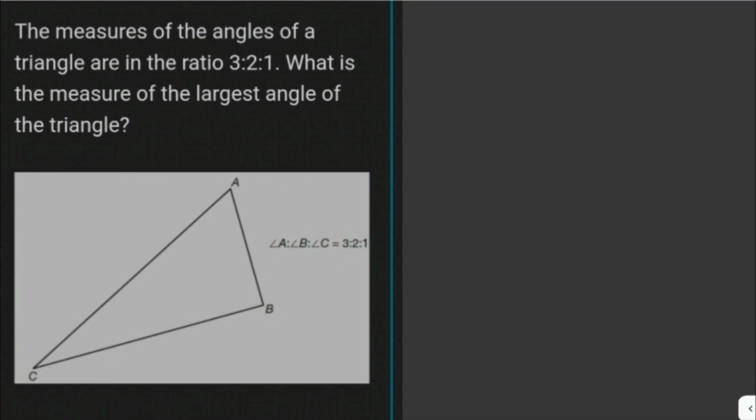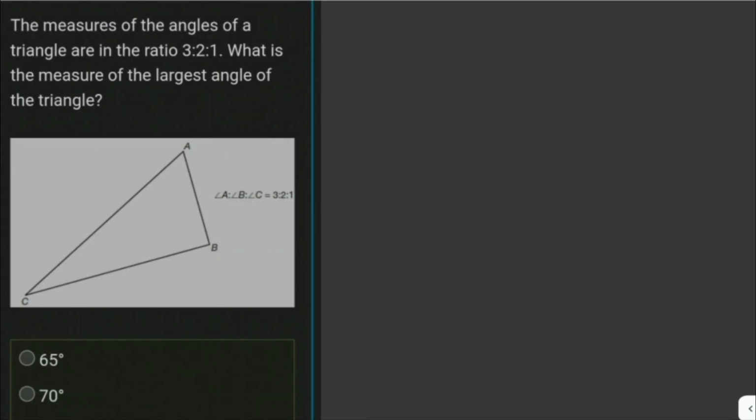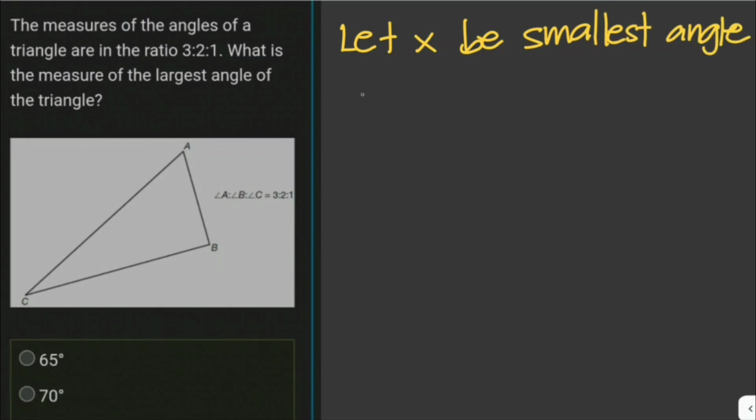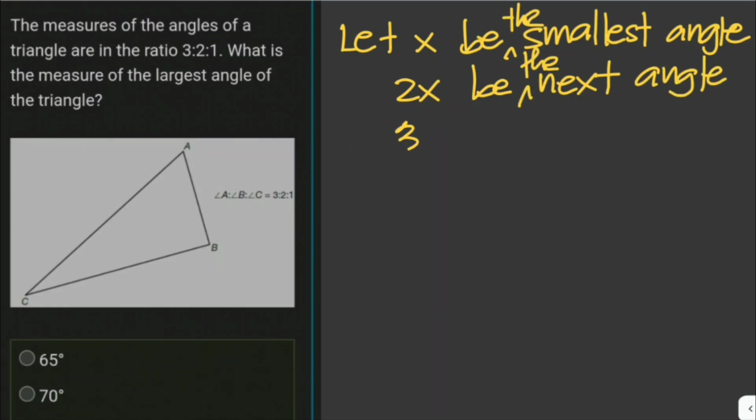The measures of the angles of a triangle are in the ratio 3:2:1. What is the measure of the largest angle of the triangle? How to solve this problem? We can let x be the first angle or the smallest, and then 2x be the next angle, then 3x be the largest angle.